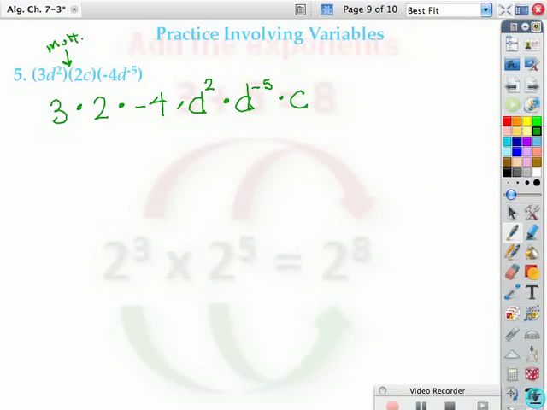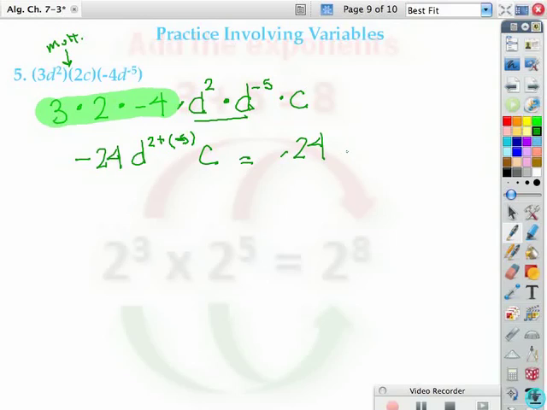Okay, now when you go to multiply these terms, you will get a negative number, and that's fine. The negative number can stay in the numerator. It does not move if it's a negative value. So you end up with negative 24. Keep it on the top. Do not move that. Now when you combine these two, you have D, then 2 plus negative 5, and then C. What we end up with here, negative 24 stays as it is. D is now to the negative third power, and then we have C.